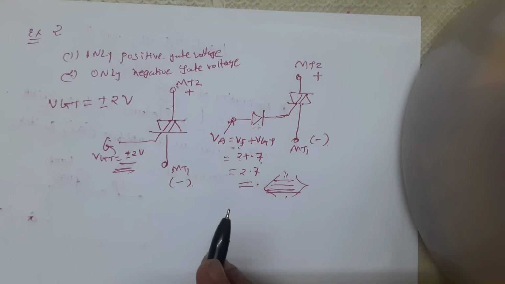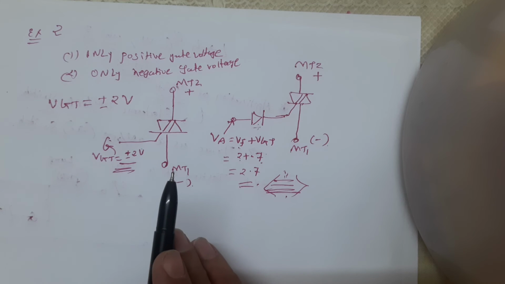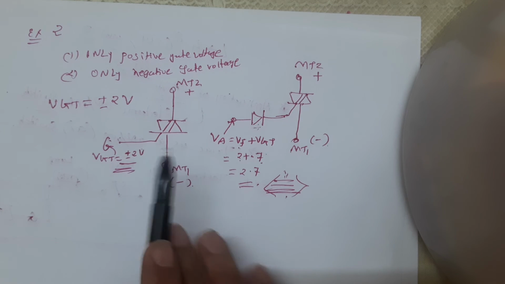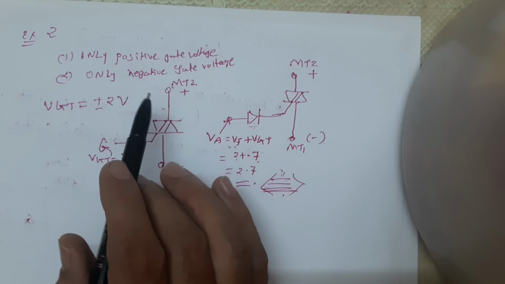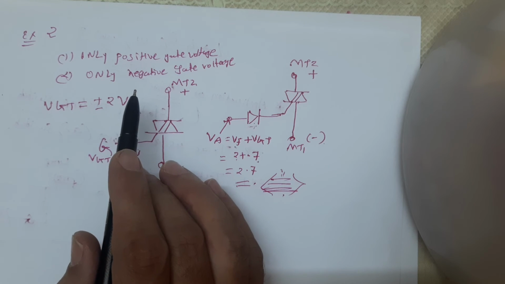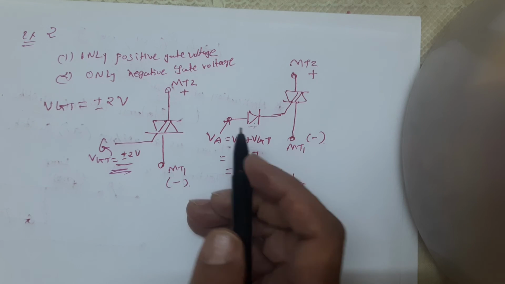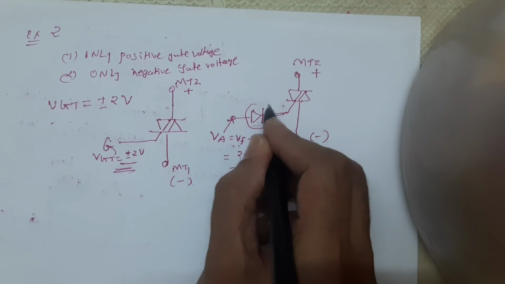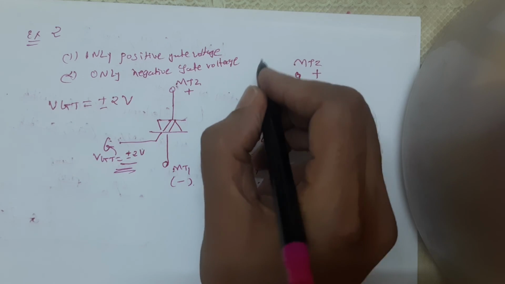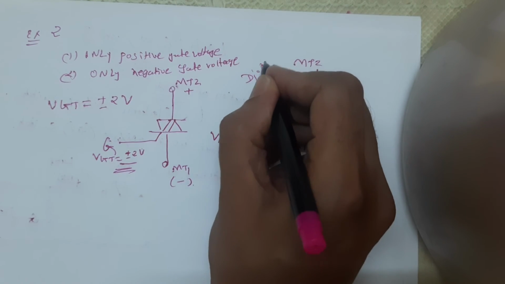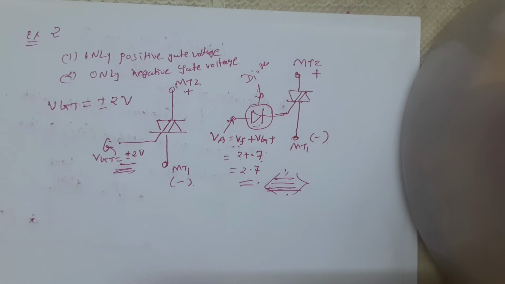In the other method, that means when only a negative gate voltage is used, in order that the triac is triggered only by the negative voltage, we reverse the direction of diode D1. This is the diode. When we are putting it reversed, then it is in working condition.